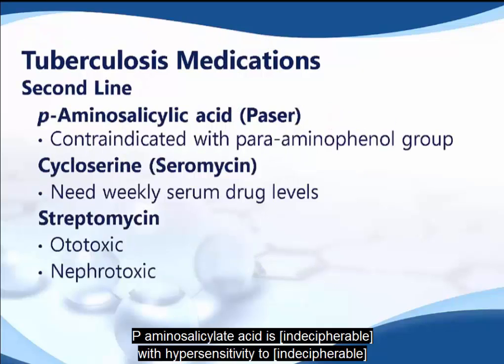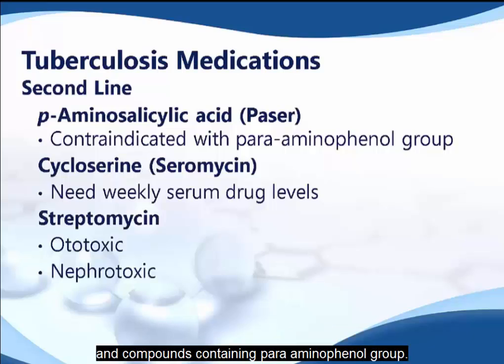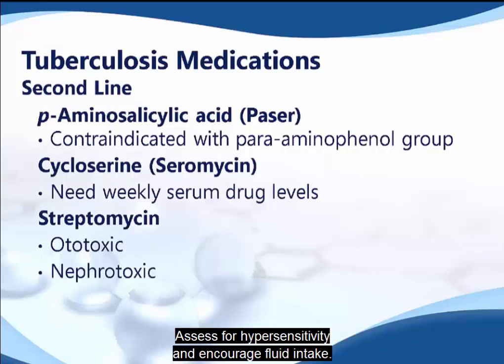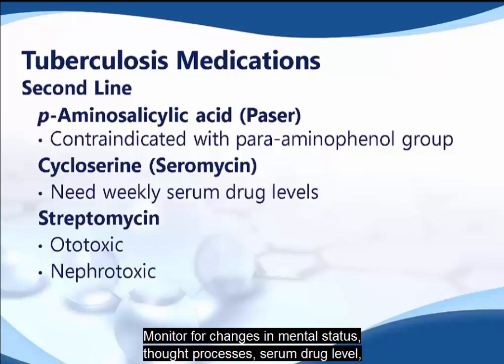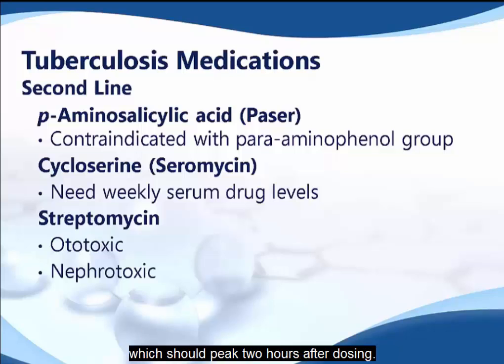P-aminosalicylic acid is contraindicated with hypersensitivity to salicylates and compounds containing the para-aminophenol group. Assess for hypersensitivity and encourage fluid intake. Cycloserine side effects include CNS reactions, neurotoxicity, and altered level of consciousness. Monitor for changes in mental status, thought processes, and serum drug level, which should peak 2 hours after dosing.